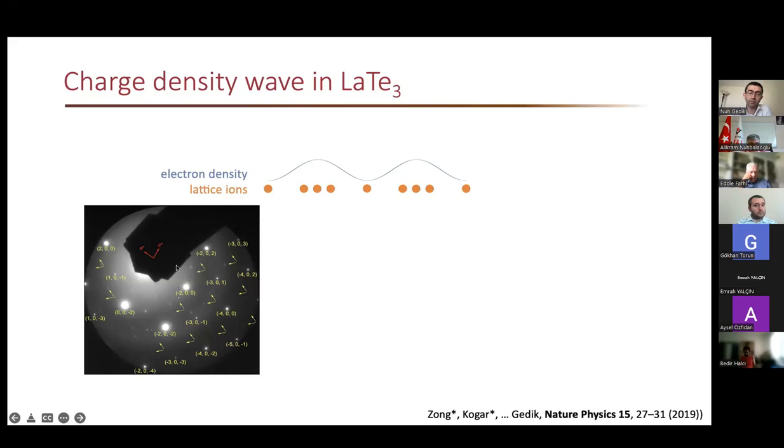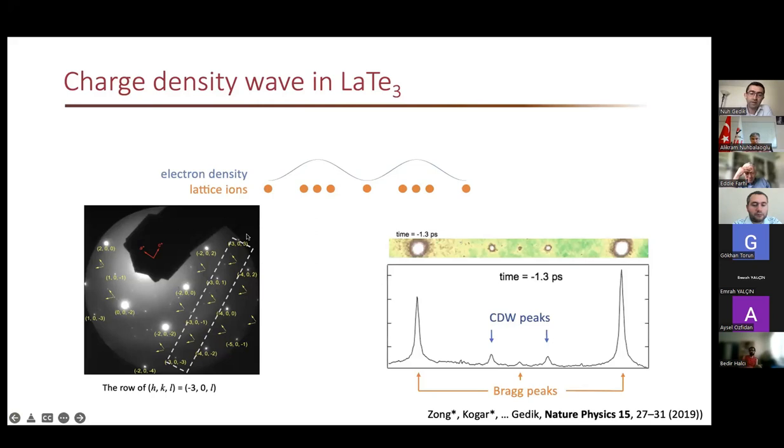The bright spots that you see are our Bragg spots. Each one corresponds to an atomic plane. We can label them. And you can see there are tiny spots in between the Bragg spots. Those are there because of this modulation. So we have a very good handle on the order parameter of this phase. Now I'm going to take a cut here. You can see there's a Bragg peak here, and there are the charge density wave satellite peaks. There's another Bragg peak here. The one in the middle is a weakly allowed charge density wave peak.